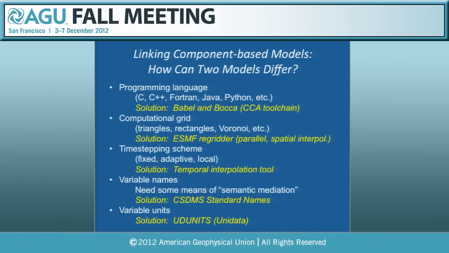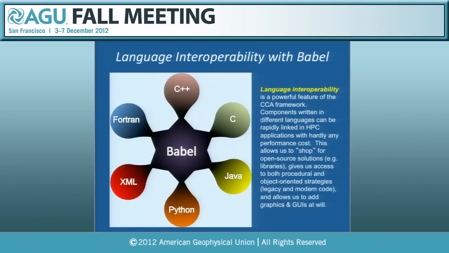then you're going to have problems there. And so luckily there's solutions to most of these things already, except like I said before, the semantic mediation, the standard names thing. Having a hub that you can map to, referring back to that hub and spoke diagram, for standard names would be extremely useful. And it's not really in place yet. So we've been working on that, and I'll talk a little bit more about that in a minute.